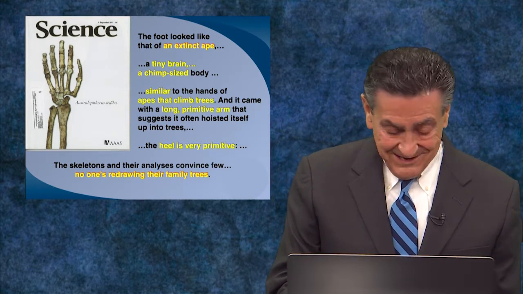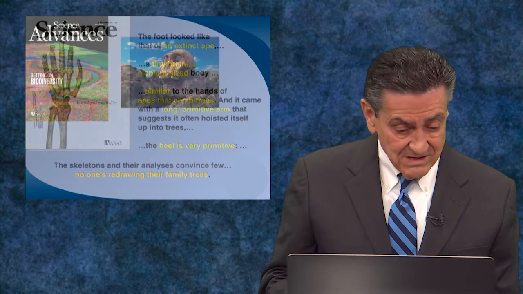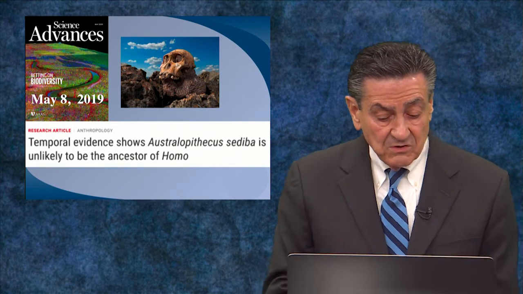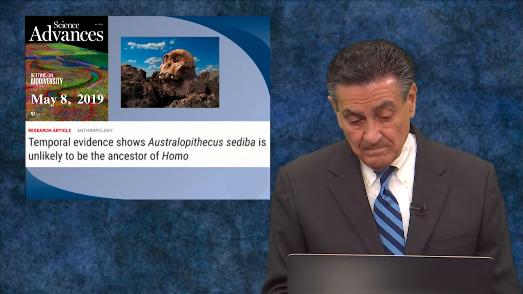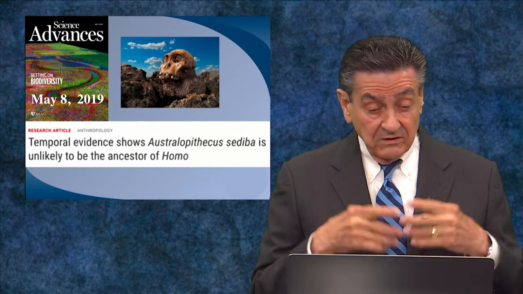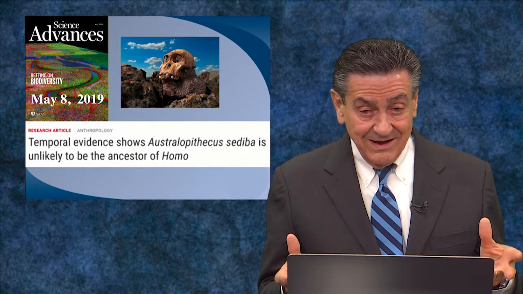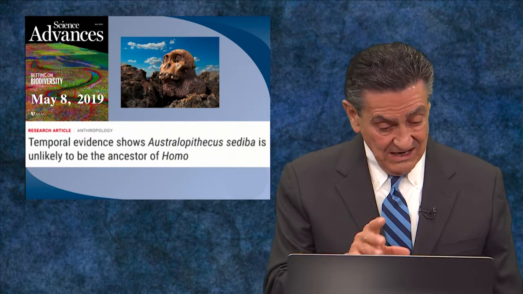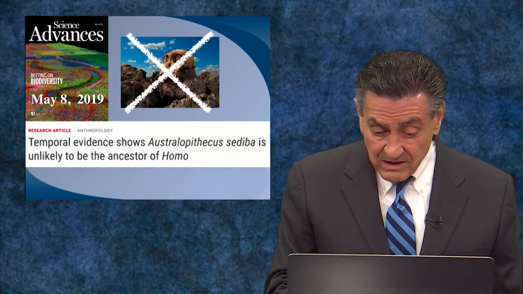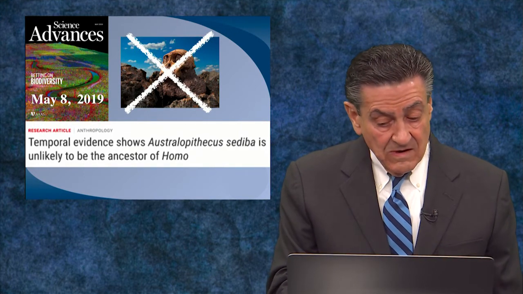Go look. Pay your $20 and go in and see this. Science Advances commented on the actual result, and that's just less than about a year ago. Temporal evidence shows Australopithecus sediba is unlikely to be the ancestor of Homo. And so they took everything down at the museum. Don't count on that. And they don't tell you about this. They hope you can't read the actual literature.